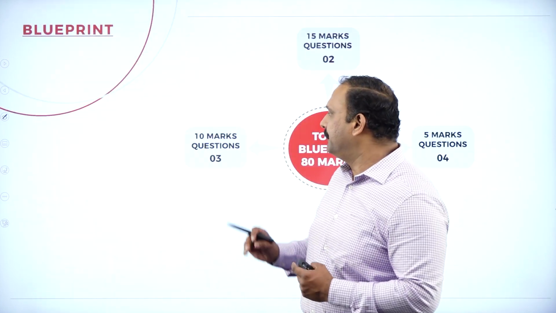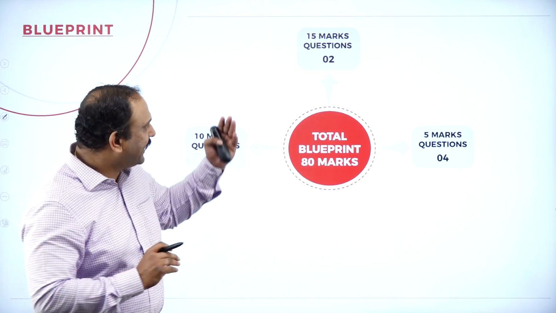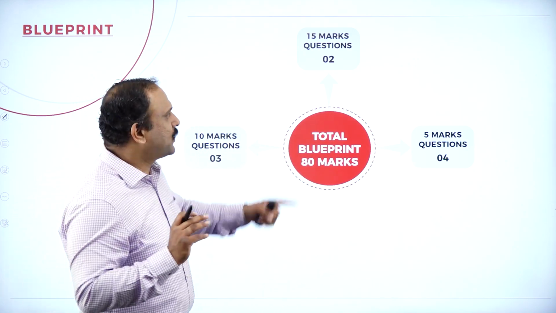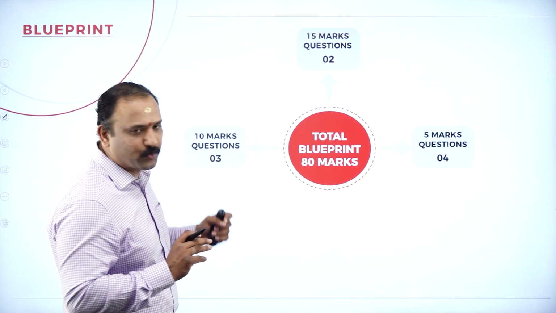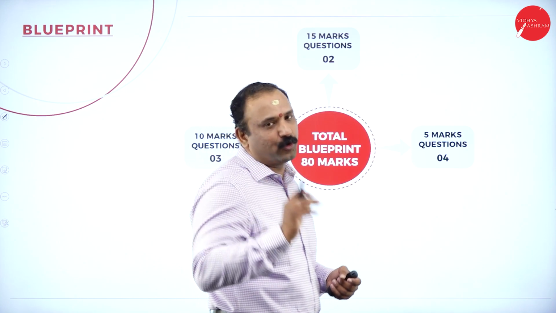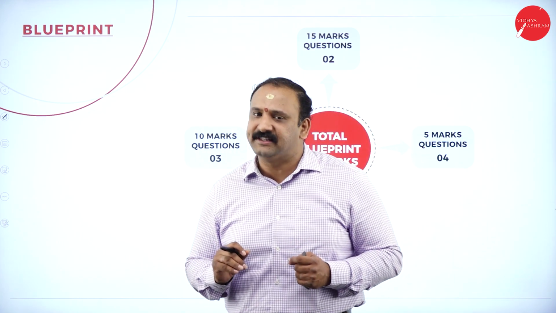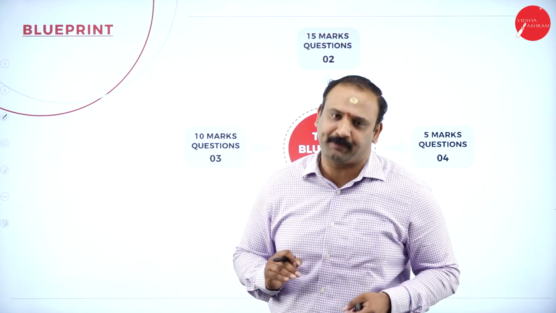Now, moving further, the blueprint for this particular session is going to be in this manner. 15 marks question, 2 questions. 10 marks question, you are going to have 3 questions. 5-mark questions, you're going to have 4 questions. So totally, the paper is for 80 marks and this is going to be a 3 hours paper.